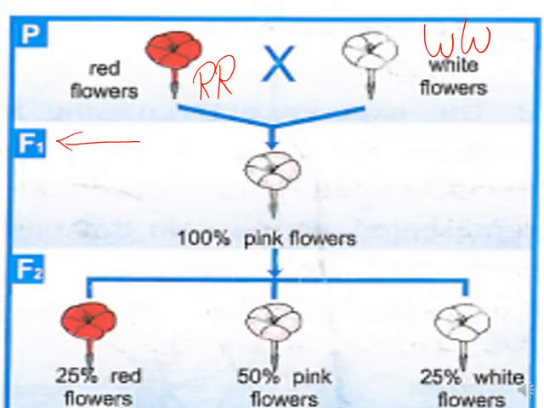After crossing F1 with F1, what do we call crossing F1 with F1? It is called the selfing cross. So crossing pink with pink, we get 25% red, 50% pink, and 25% flowers having white color.